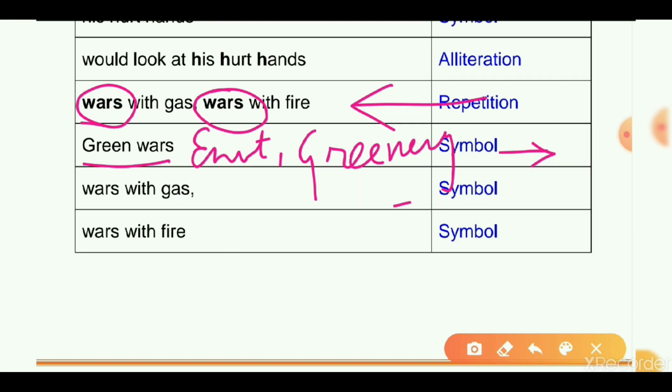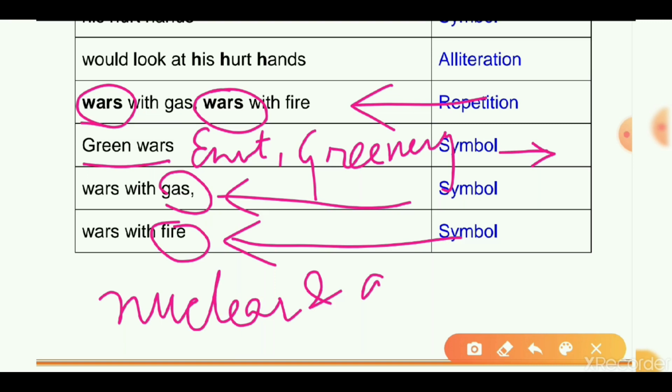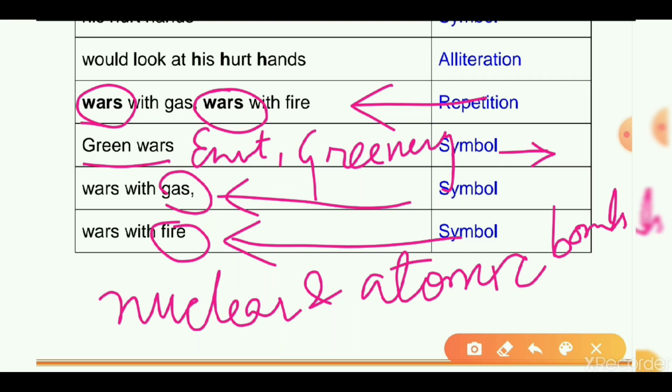Then "wars with gas", again a symbol is there. "Wars with fire", again a symbol is there. Why? When we say war with gas and war with fire, we are talking about the nuclear and atomic bombs used during war. In a way, we are using nuclear and atomic weapons. Some weapons use gas and some use fire. That is why they are symbols.